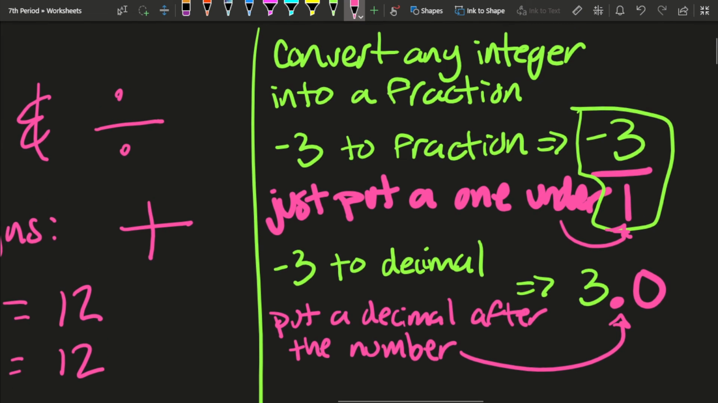And that's how you convert any integer to a fraction or decimal. I hope that this helped you answer some of the problems that you were having.